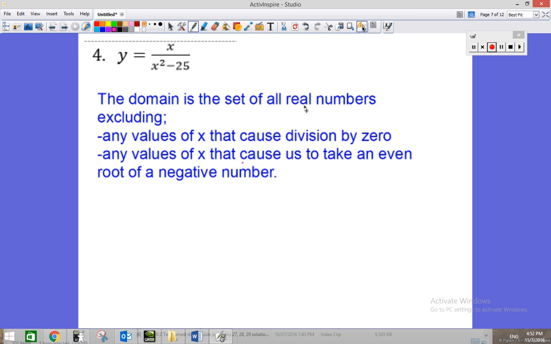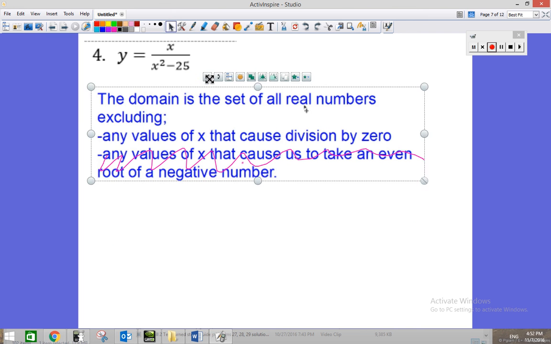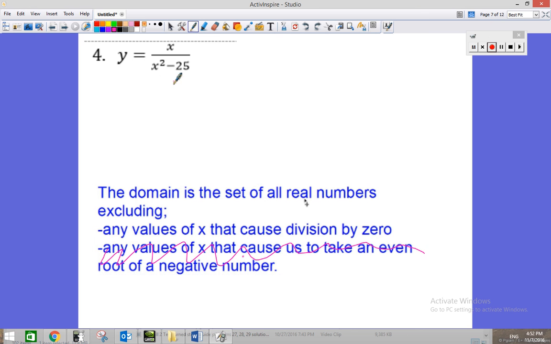Alright, so I don't have to worry about the second one, but I am concerned that I have a variable in the denominator. So, is it possible that there's some value of x that would cause x squared minus 25 to equal 0? Well, yeah. Let's factor this, because generally it's easier to see in factored form.